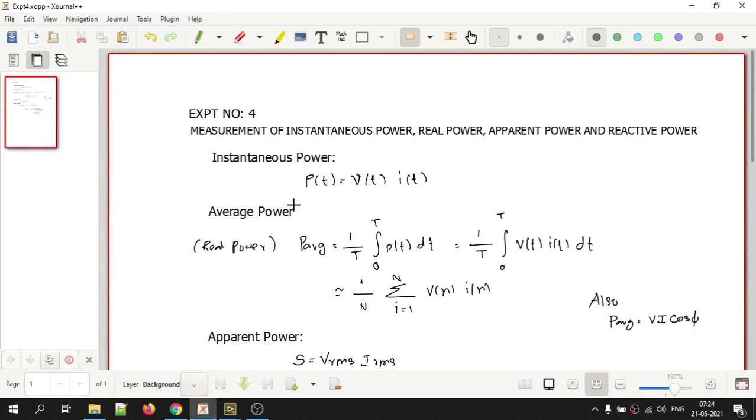But more useful quantity is the average power, and it is the real power, that is the average of instantaneous power over a certain time period. In digital domain, after sampling, the average power can be evaluated as we have calculated average value of waveforms like this. It is 1 by n summation of i equal to 1 to n V of n into I of n.